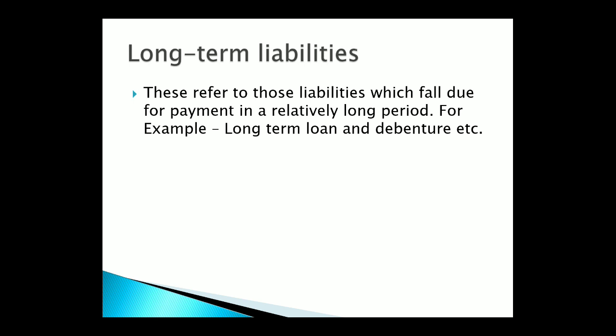If a firm has taken a loan from the bank for 10 years, it is an example of a long term liability. If the firm has taken a loan from a creditor for 5 years, it is also an example of a long term liability. So on the basis of the term we can decide whether it is a long term liability or a current liability. The examples of long term liability are long term loans and debentures.